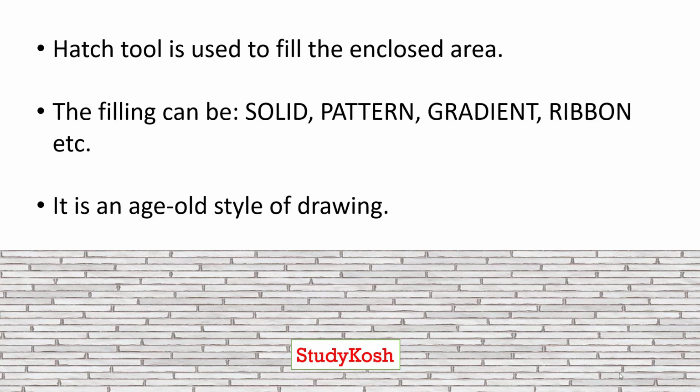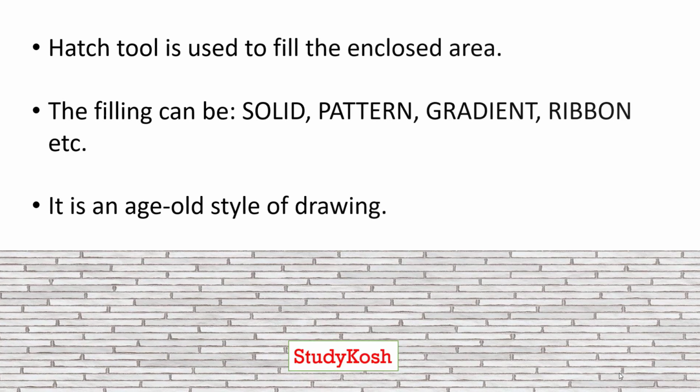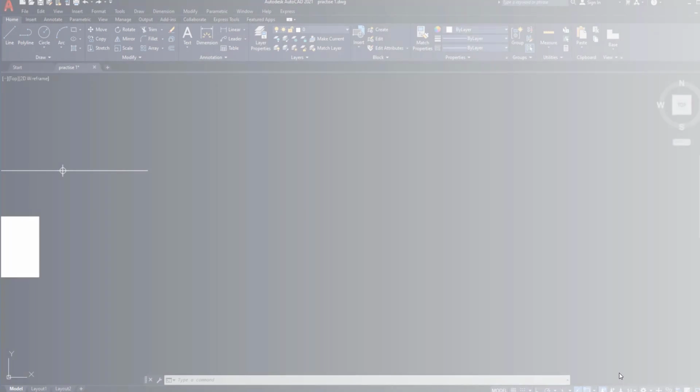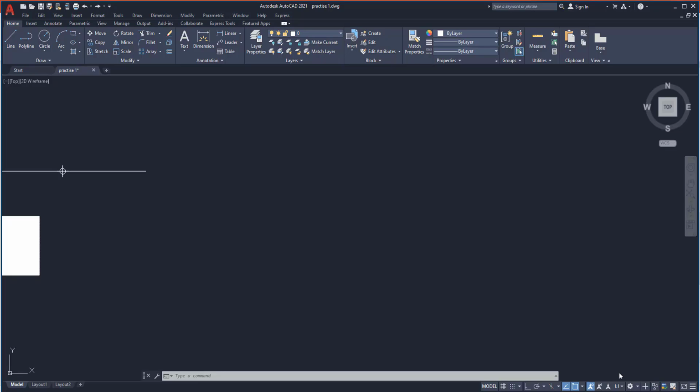Now students, we have different versions of AutoCAD and the latest one is 2021. In any of the versions of AutoCAD, hatch style remained the same. We can either fill a solid color, we can make a pattern using two colors, we can also fill gradient, ribbon, etc.